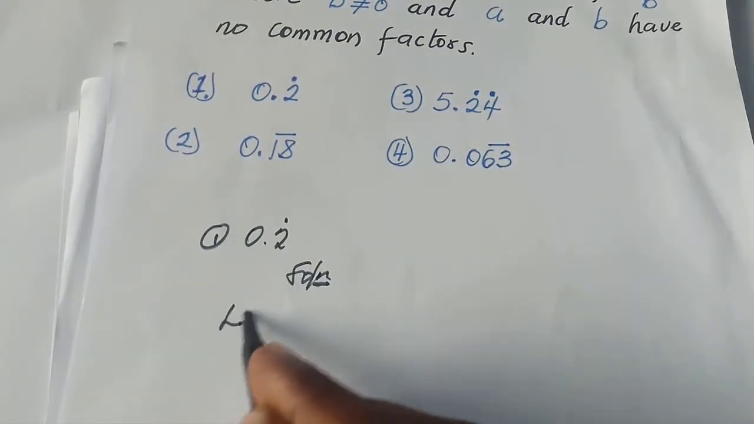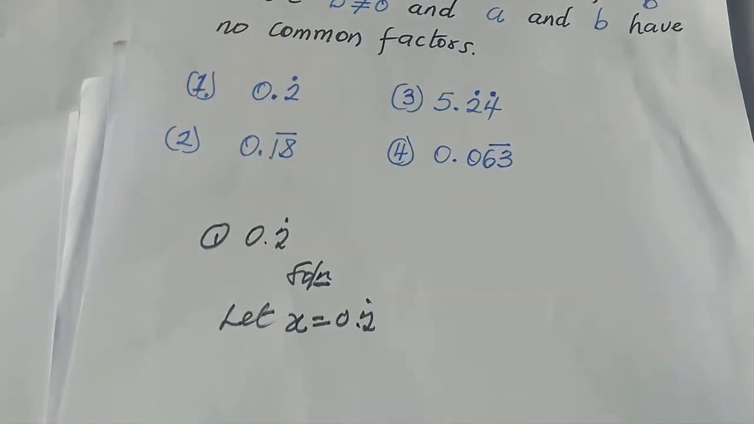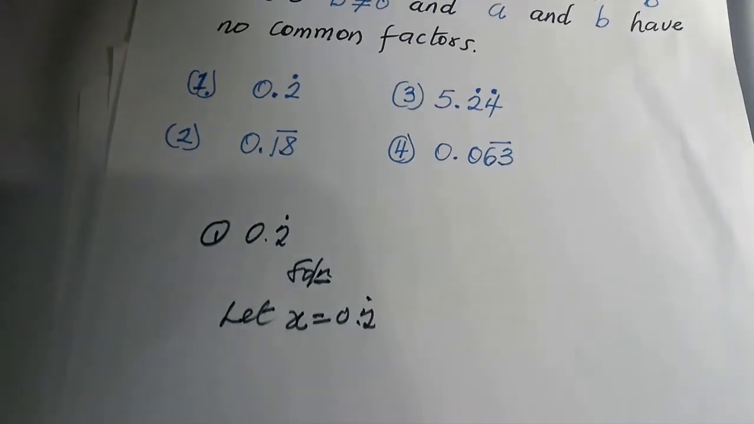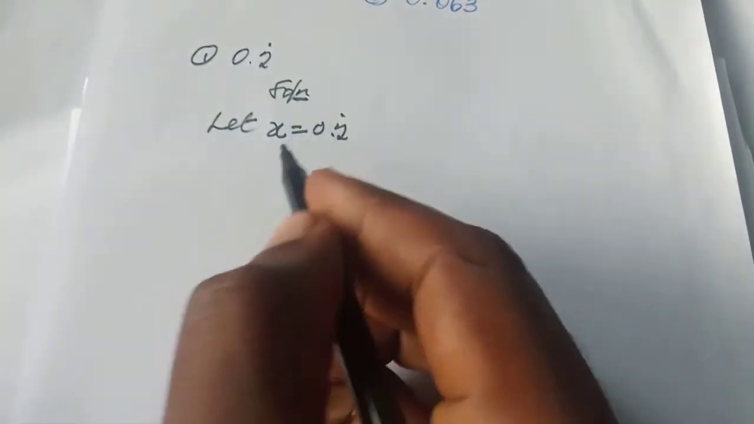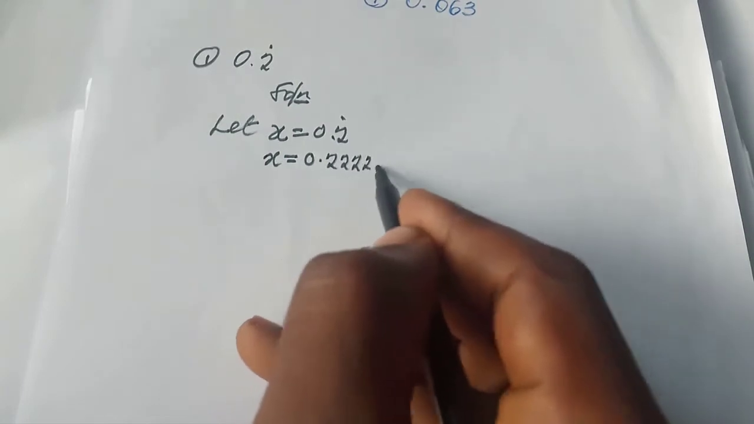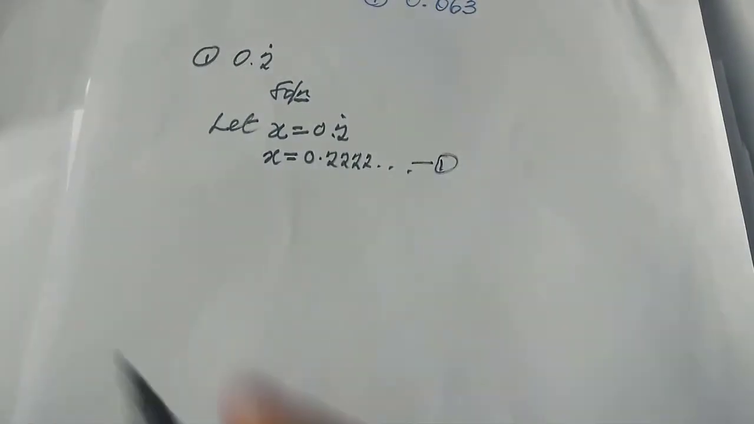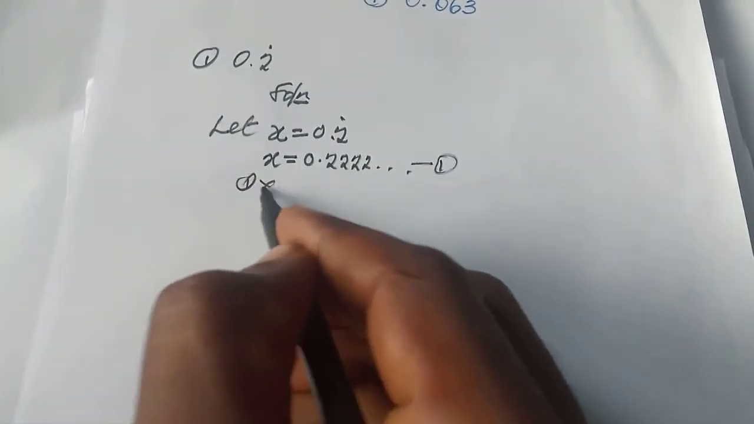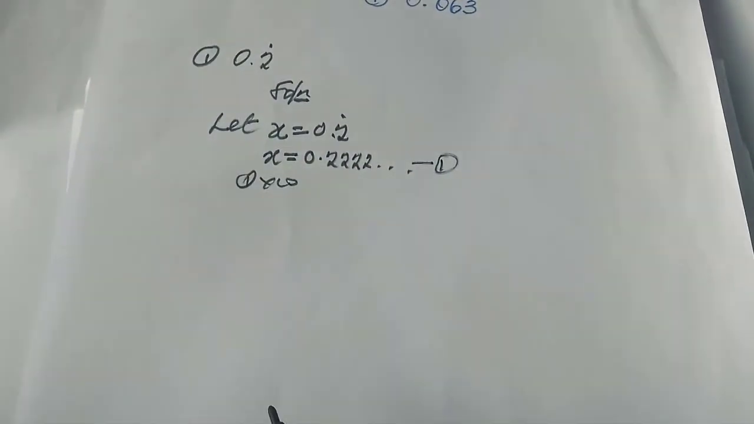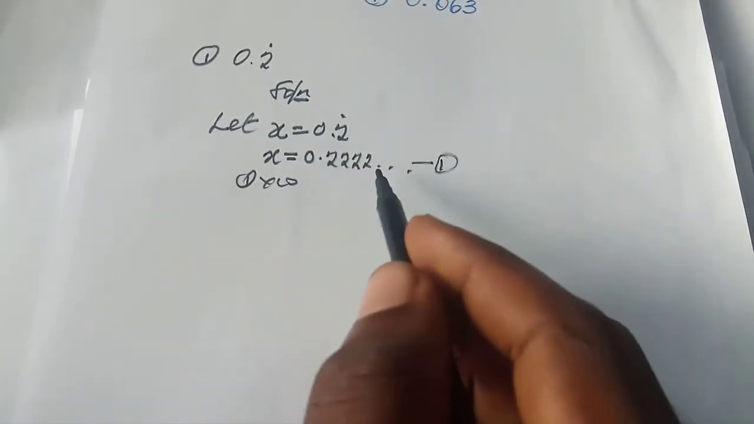We say let x be equal to 0.2 recurring. I'm using x. You can use any variable at all. You can use k, you can use m, any variable. And so we write x equal to 0.2222 recurring. Name this one equation 1. Then you multiply equation 1 by 10. If you want to multiply equation 1 by 10, you multiply the left hand side by 10 and then the right hand side too.